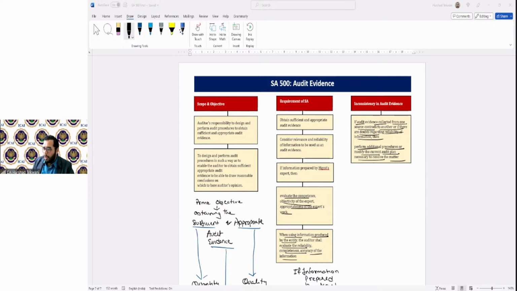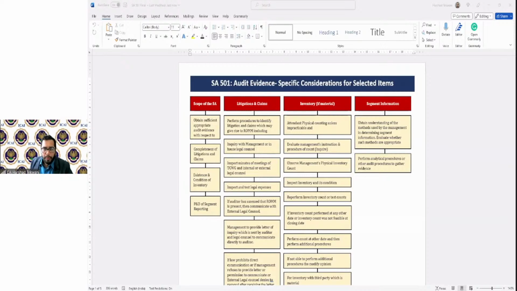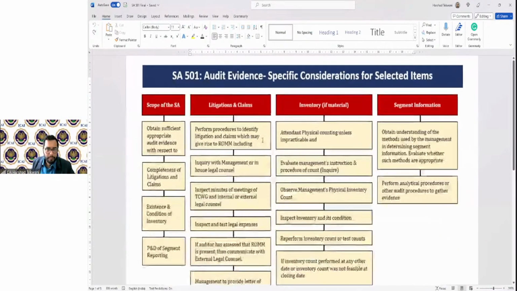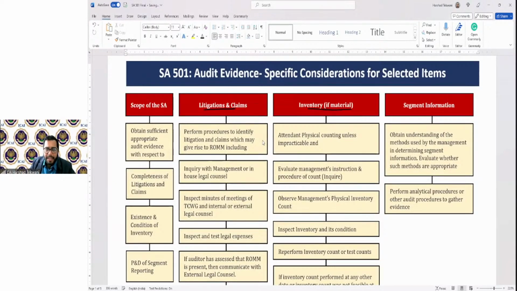Very important one, SA 501, audit evidence for specific considerations. This SA covers three critical areas: one, litigations and claims; inventory, if material; and segment information. This SA extends the application of SA 500. It tells us how to gather evidence and what testing we are required to perform in these specific scenarios, because these are specific items and they require specific consideration.